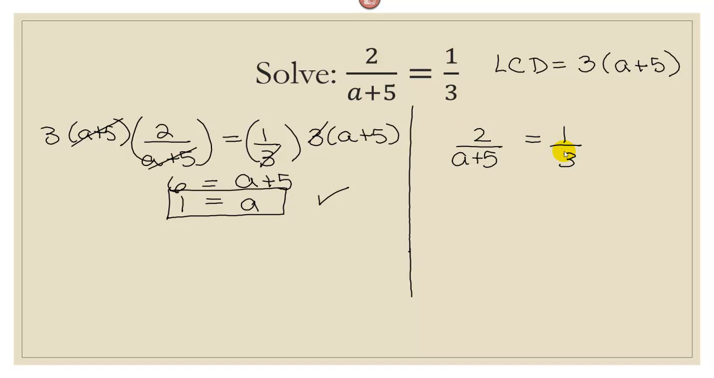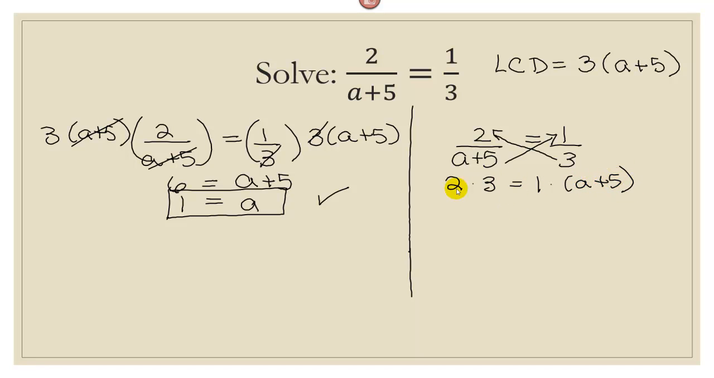And it only works if you have a single fraction over another single fraction. The idea is that we could just take this 2 and multiply it by the denominator of 3, and take the 1 and multiply it by a plus 5. So that's going to give us 2 times 3 equals 1 times a plus 5.